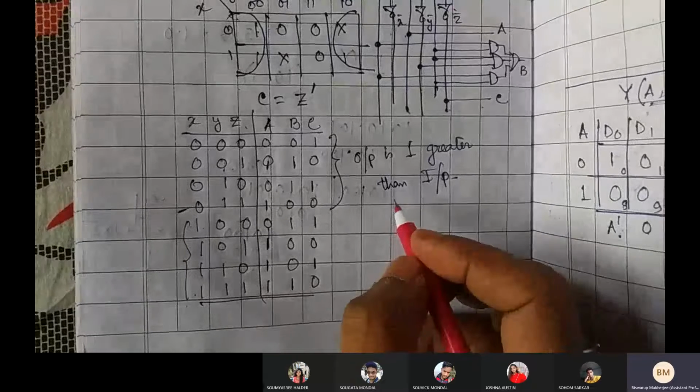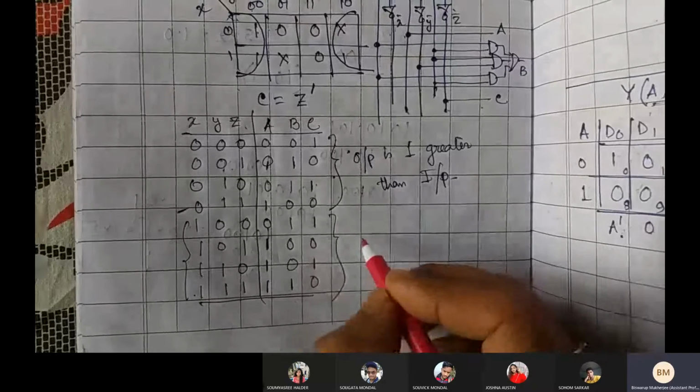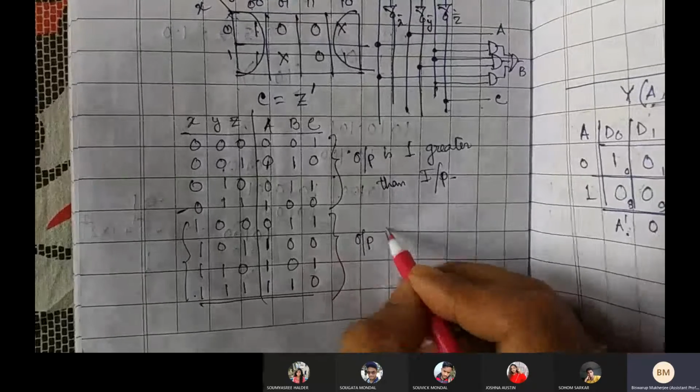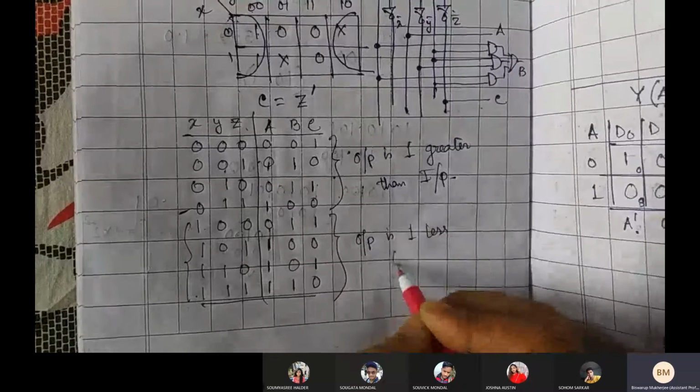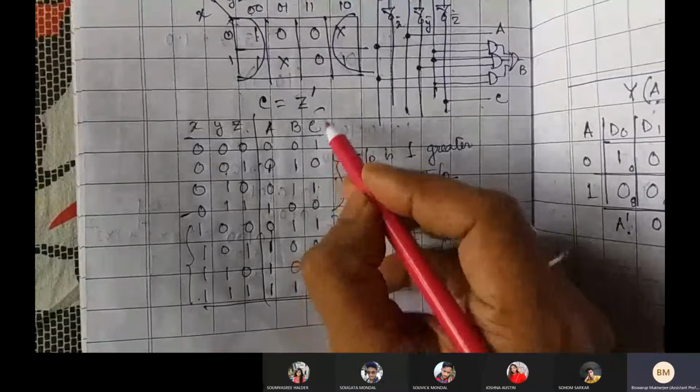Now, so that is something like I have written, the output is 1 less than the input, right? Okay. Now forget about this part. Forget about C.